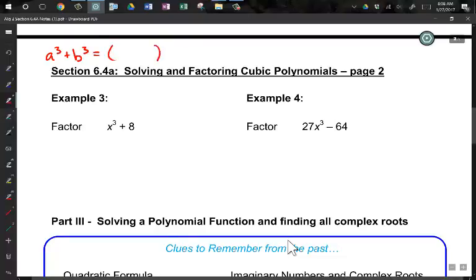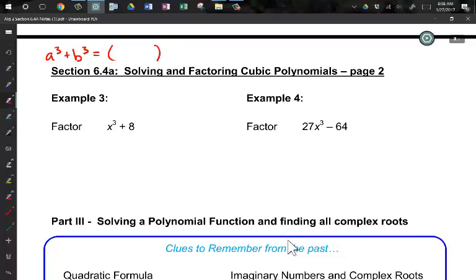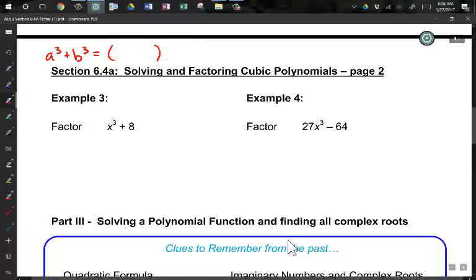Do you remember what the first factor is? Remember, same sign. So what's it going to be? A plus b. And then the back half is a squared, an ab in the middle, and a b squared at the end. So remember, same sign. What's the next one? Different sign. And what's the back one? Positive.